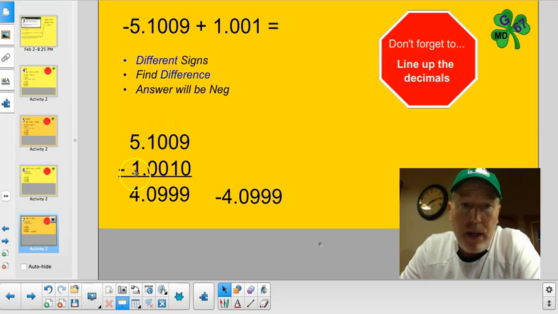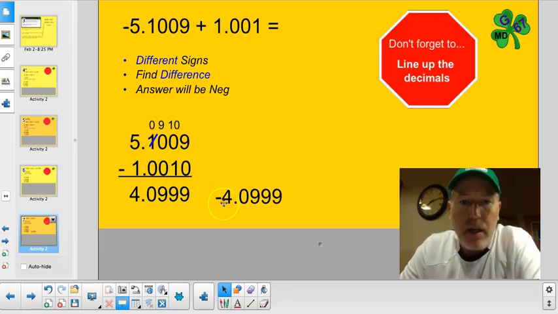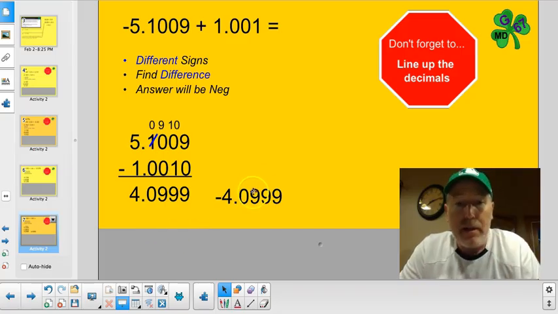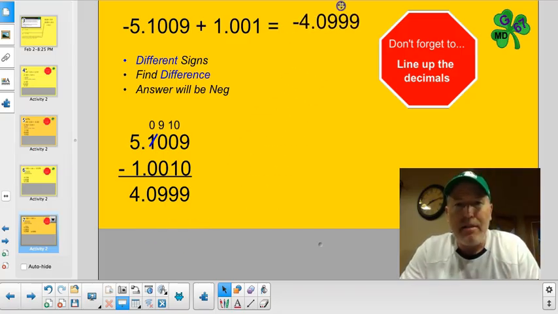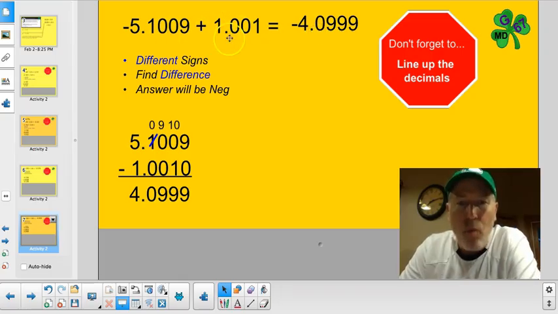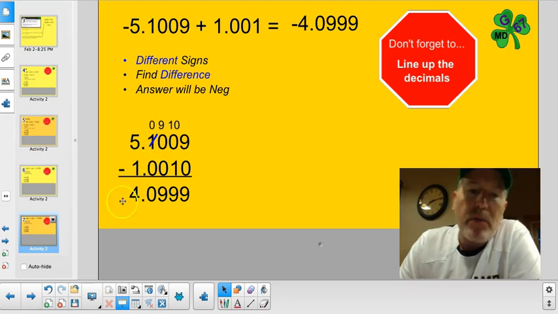5.1009 minus 1.0010. I subtracted away. Okay, looks like I had to do some trading here a little bit. There's my trades. I had minus 4.0999. And it is negative. And it makes sense. I got about 5, and I'm going to take away 1. It's going to be about 4. Negative, correct? Negative 5. Add 1. Sorry about that, I reset that wrong.